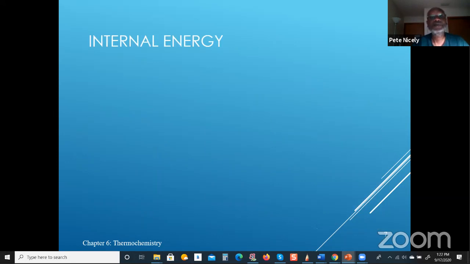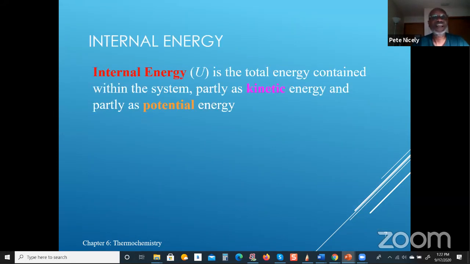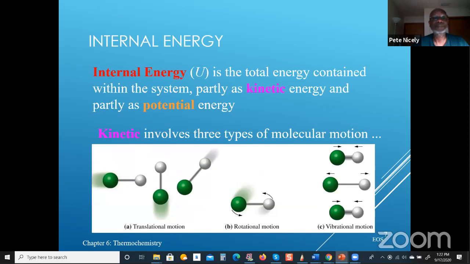Okay, so let's talk about internal energy. The internal energy is the total energy that exists within the system. Some of it will be kinetic and the rest will be potential. So if you look at things at the microscopic level, you'll see that there are three types of molecular motion which would fall under the kinetic category when it comes to energy.